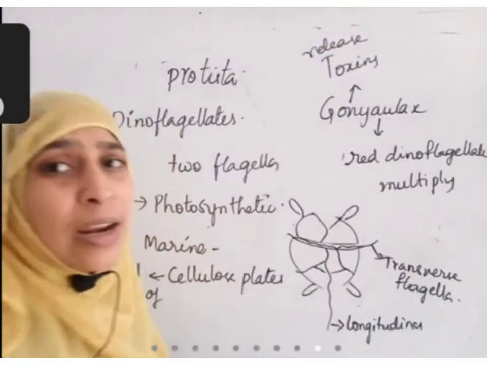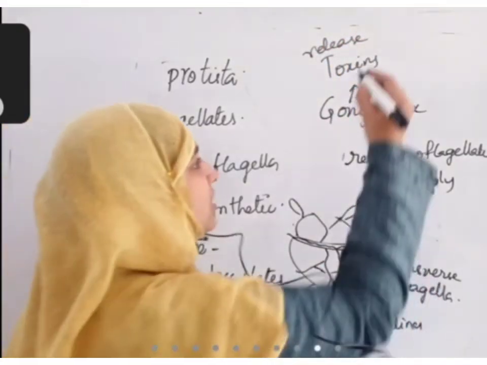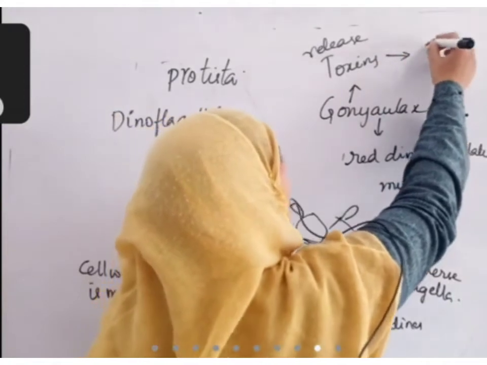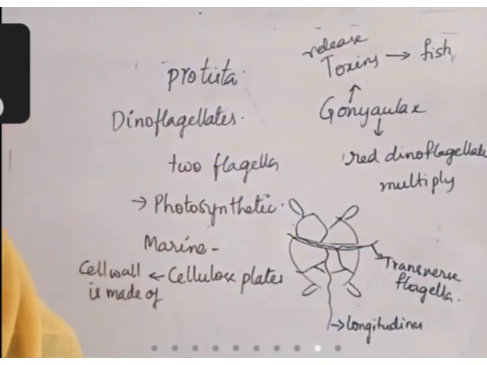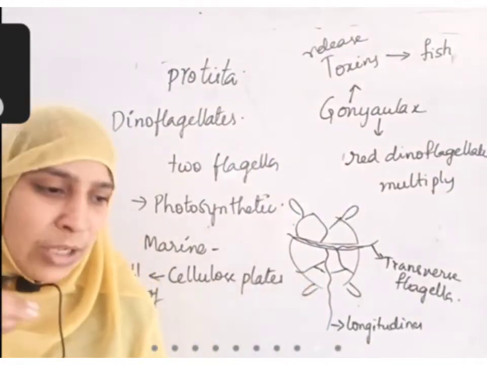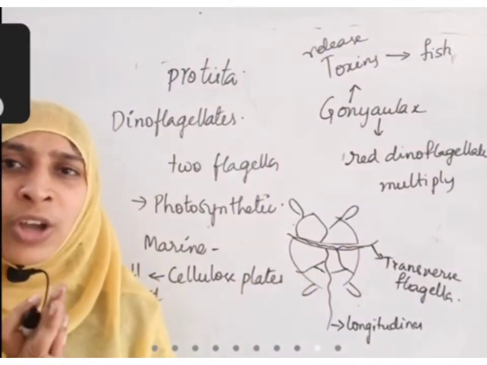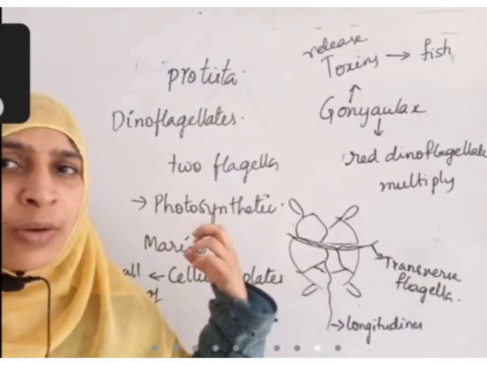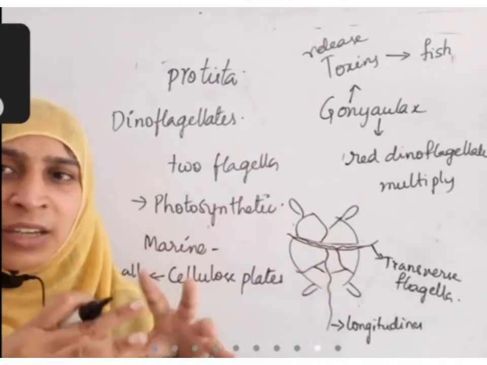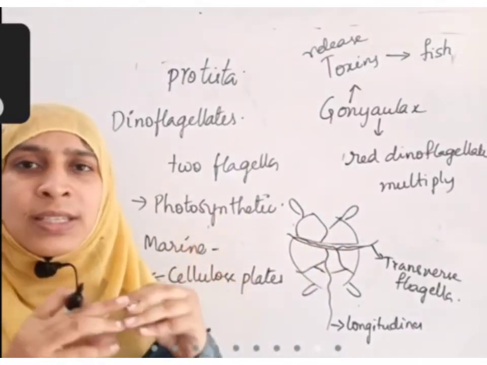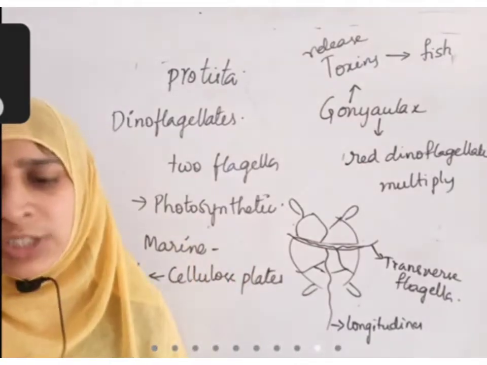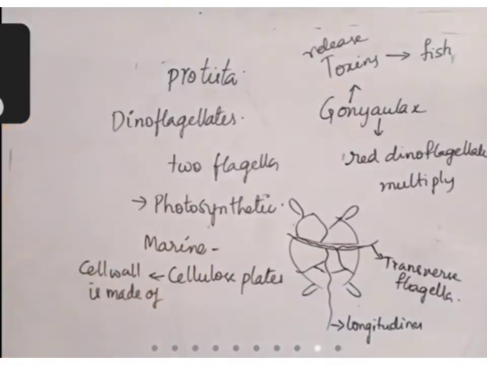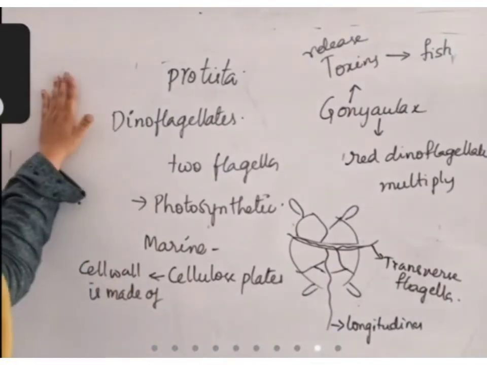Toxins are poisonous chemicals. What is the effect of these toxins? They can even kill fish with the help of this. Microorganisms feed on any dead organism. All these dinoflagellates will attack that fish. They release the toxins, and those toxins will kill the fish, and they will feed on that fish like that. So that is the description of dinoflagellates.